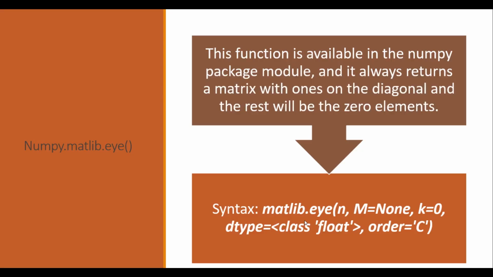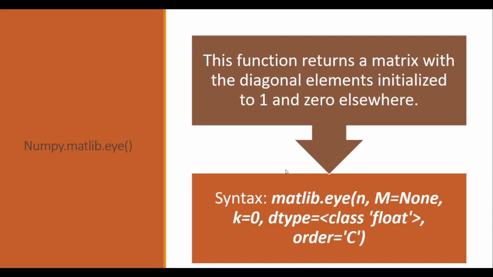So our next function is numpy.matlib.eye. This function is basically available in the NumPy package module and it always returns a matrix with ones on the diagonal and the rest will be the 0 element. Basically this function returns a matrix with the diagonal elements initialized to 1 and 0 elsewhere. So here is the syntax of the numpy.matlib.eye function. The first parameter is n.